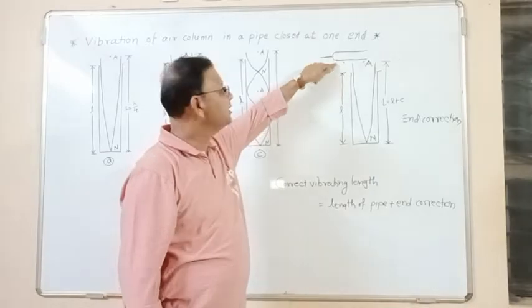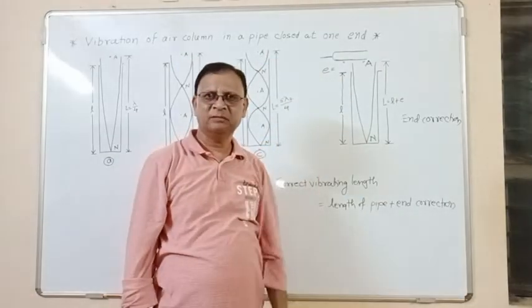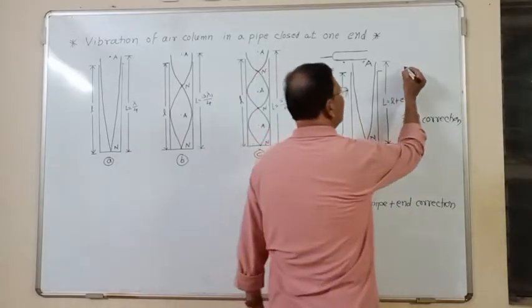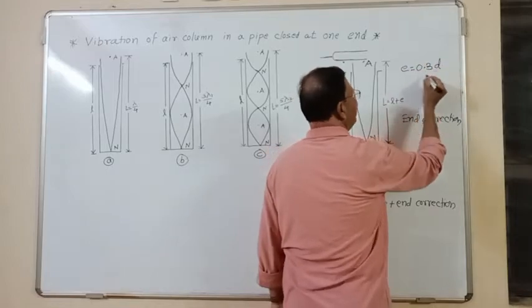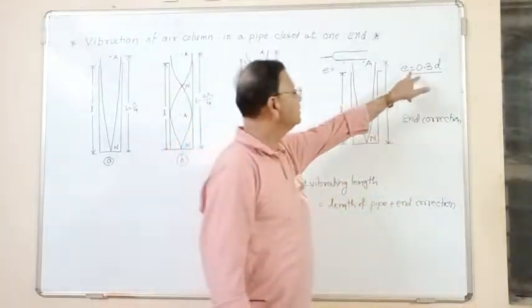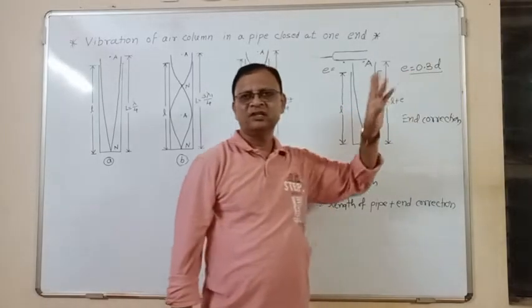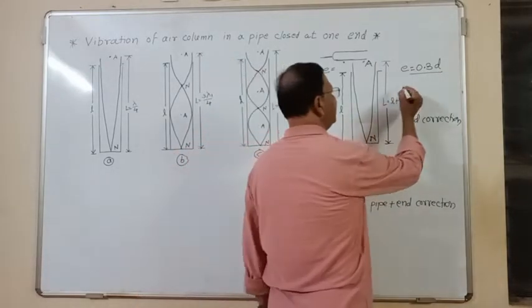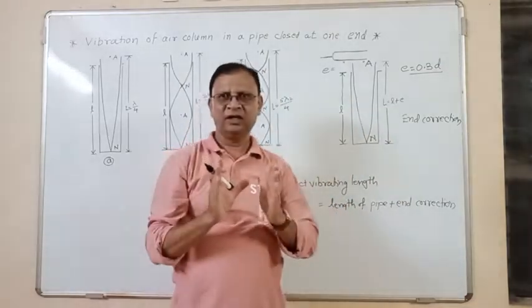That distance is called the end correction. And this end correction is given by the formula E is equal to 0.3 D. Small d, what is small d? Small d is nothing but the inner diameter of the tube or pipe.